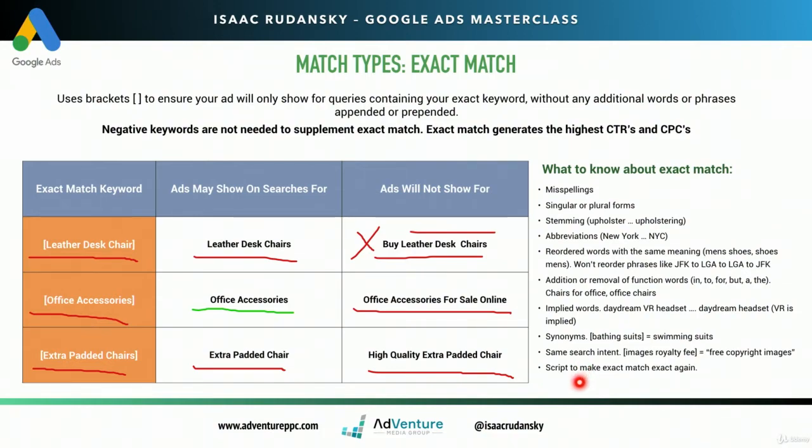Same search intent. So this is something which is really vague and really frustrating and it's honestly really irksome to me because it's just like Google trying to make more money and like, come on, you're offering us exact match, right?